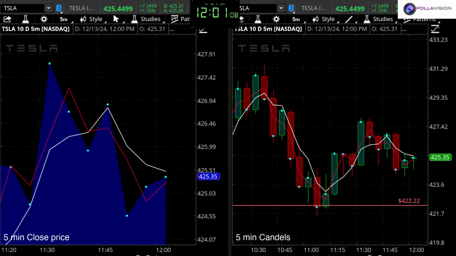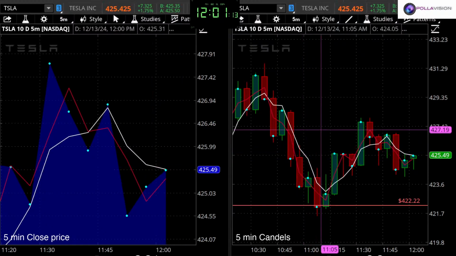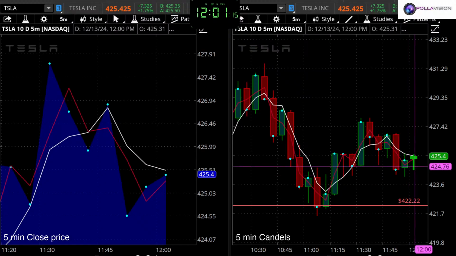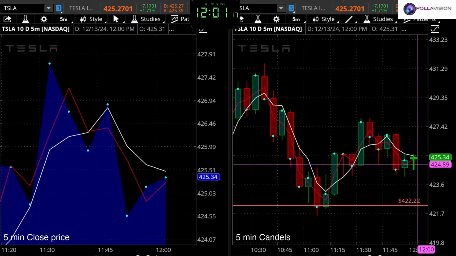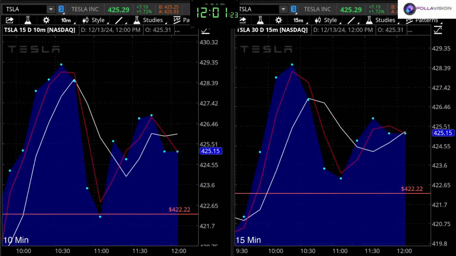It's another hammer. It's a hammer on the 3. The 5 still has to break this 4. And it looks like we got another hammer. So we got 3 hammers on 3 of the shorter time frames. Is this price going up or going down? Let's look at the 15.